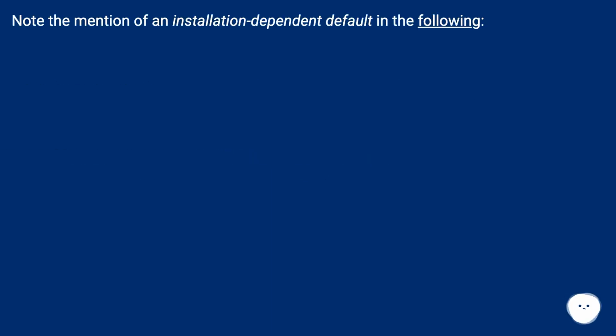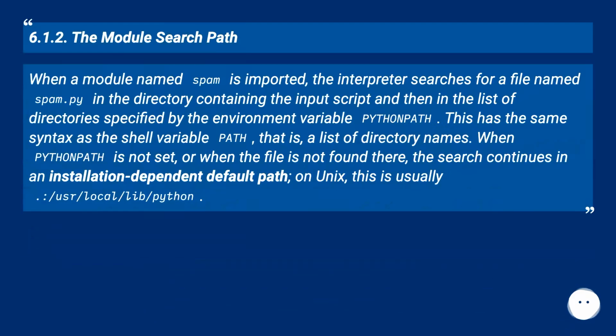Note the mention of an installation-dependent default in the following. 6.1.2. The module search path. When a module named spam is imported, the interpreter searches for a file named spam.py in the directory containing the input script and then in the list of directories specified by the environment variable PYTHONPATH. This has the same syntax as the shell variable PATH, that is, a list of directory names. When PYTHONPATH is not set, or when the file is not found there, the search continues in an installation-dependent default path. On Unix, this is usually .:/usr/local/lib/python.